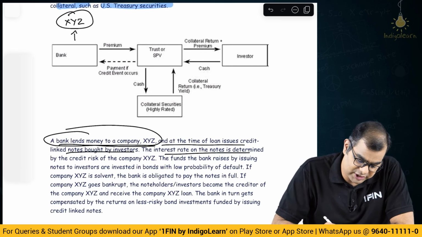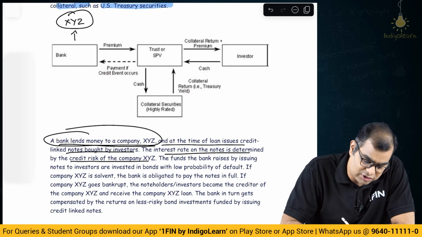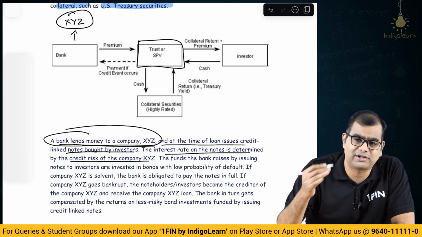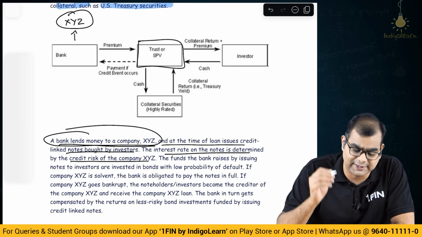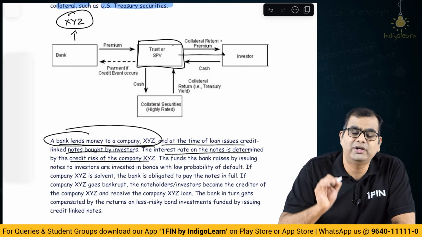The interest rate on the note is determined by the credit risk of the company. So, you see, the bank is through an SPV. Again, there is an SPV, whatever you do. There is an SPV, special purpose vehicle, or a trust that is involved in between. You don't directly sell it. You basically give it to a trust and the trust sells it to an investor.